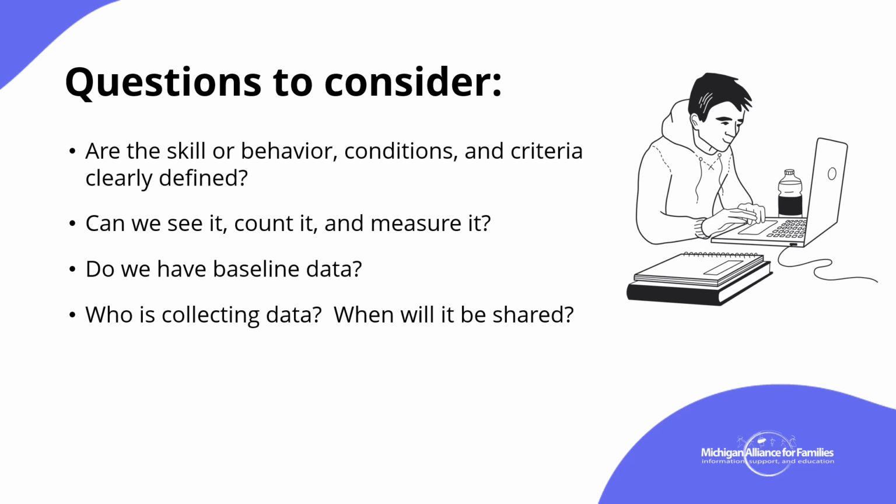Some questions to consider as we're wrapping up today. When we're thinking about goals, are the skill, behavior, conditions, and criteria clearly defined? Do we know what it looks like? Can we count it, see it, and measure it? Do you have baseline data? And who is collecting the data and when will it be shared?